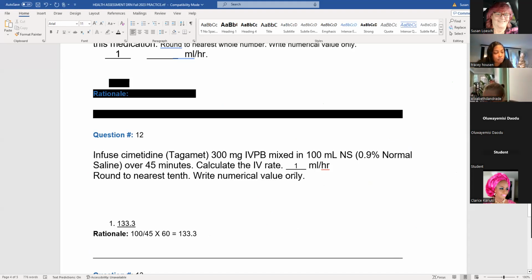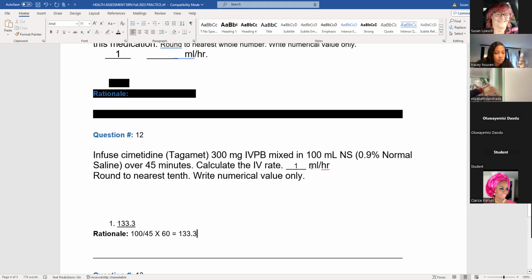Bam. It's really not hard math. You just have to know the formulas. The formulas, yeah. So once you have minutes, you use minutes. Once you have hours, you use hours. Once you have hours, you leave it. Once you have minutes, you multiply it by 60.